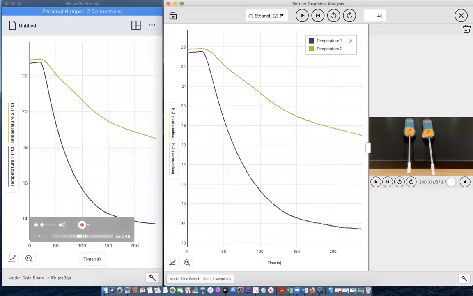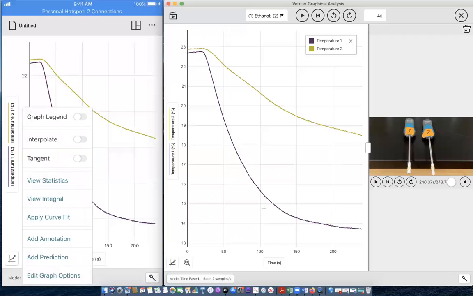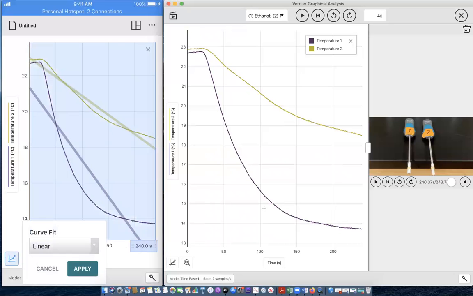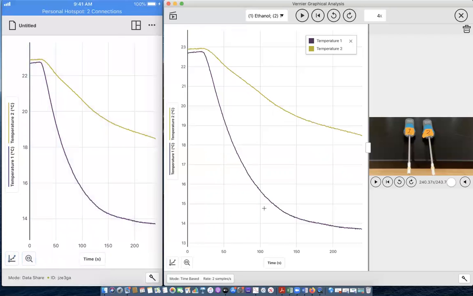Again, the student would have to come over to their own device, tap on the graph tools, and choose the curve fit. Now, for the curve fit that I am going to be using, I would have to highlight the portion that I want to look at. So we don't want the initial starting temperature. If I go too far, I can grab one end and I can shrink it down a little bit.